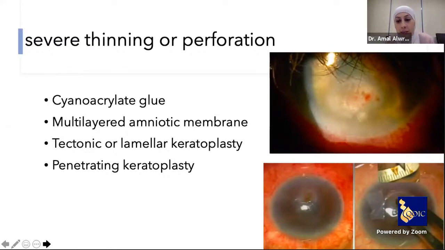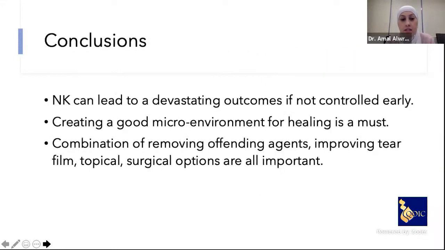Cyanoacrylate glue, multi-layered amniotic membrane. We can also use tectonic or lamellar keratoplasty or penetrating keratoplasty.